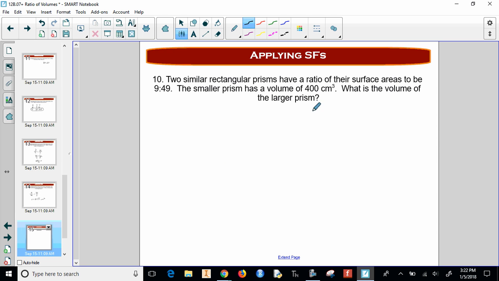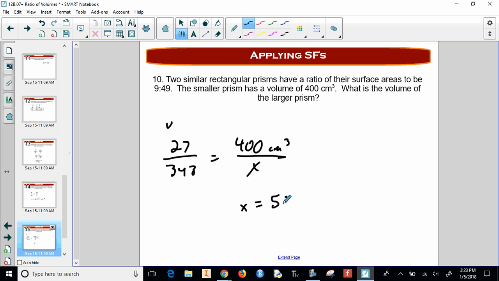Now finally, same problem, but now we have the volume. We said that the ratio of volume was going to be 27 to 343. The smaller one is 400 cubic centimeters. Cross multiply and divide. Now this is going to get big. Divide that by 27, and I got 5,081.481. It looks like those repeat. And that's centimeters cubed.